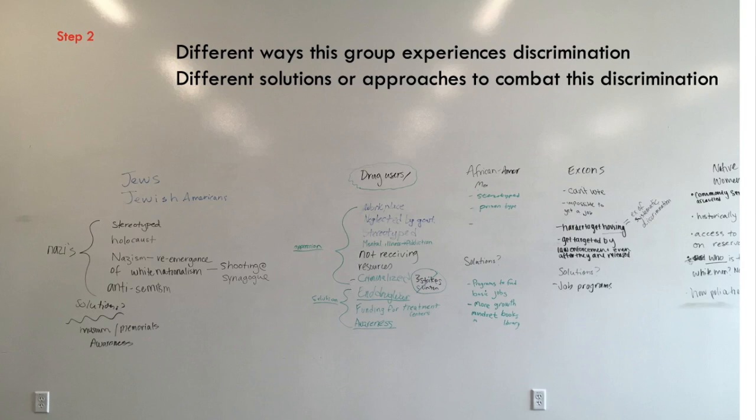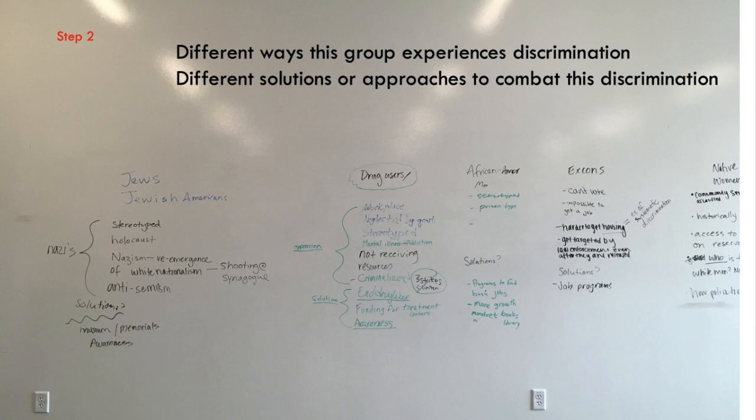We also have African American men, and I'm going to combine this with ex-cons. Some of the ways they experience discrimination are stereotypes or prison types, which is a stereotype. For ex-cons, they can't vote. That's a huge form of discrimination, or at least in some states. And it's difficult to get a job or housing.